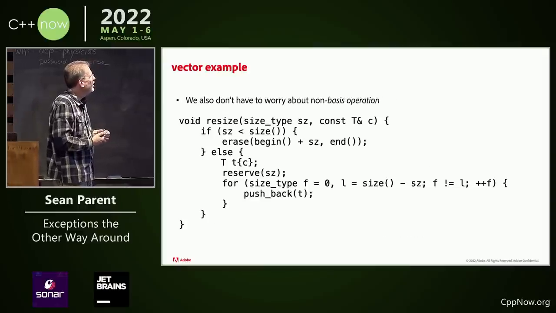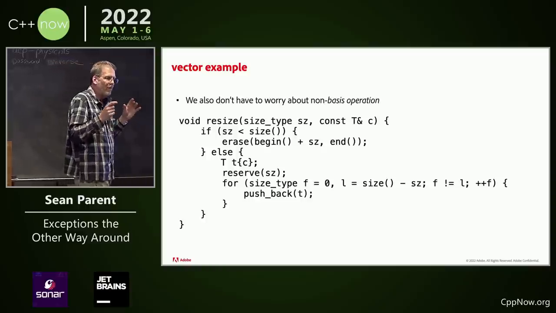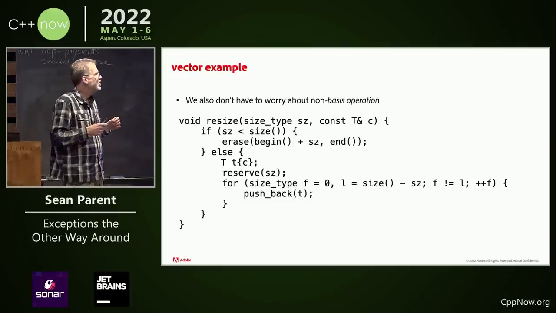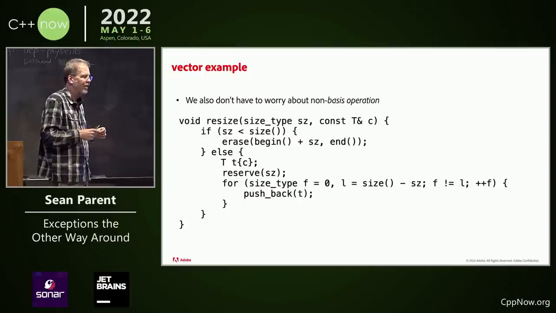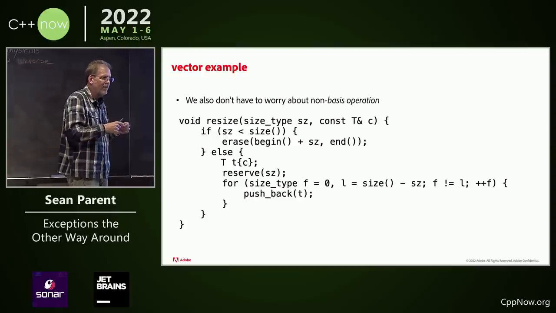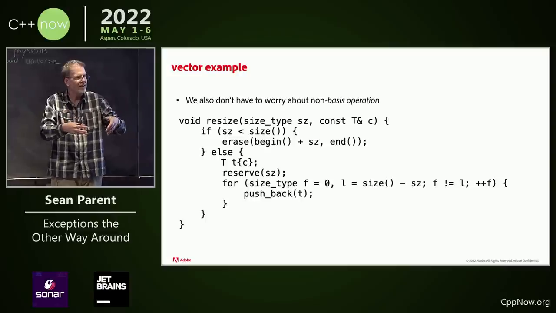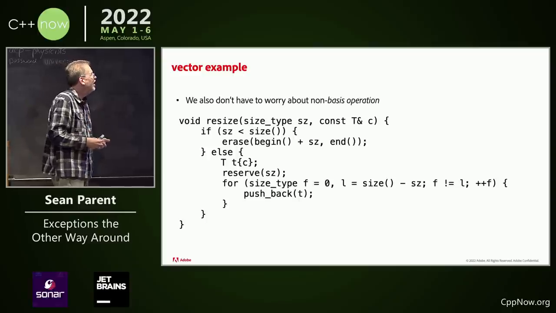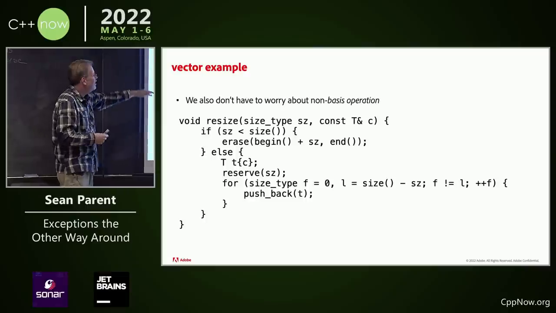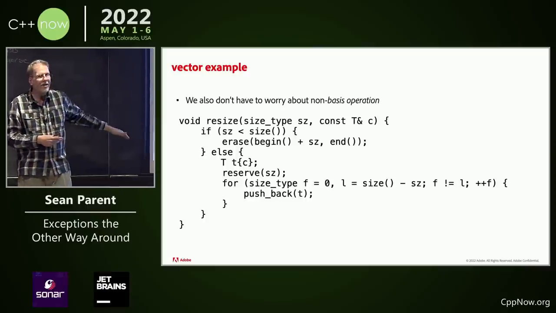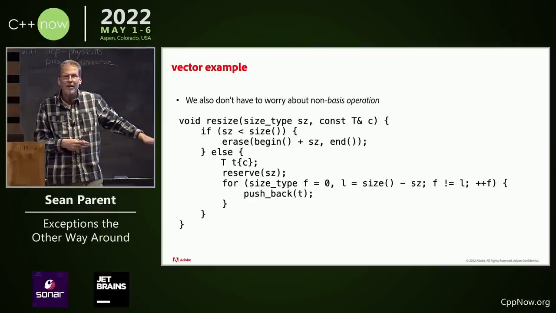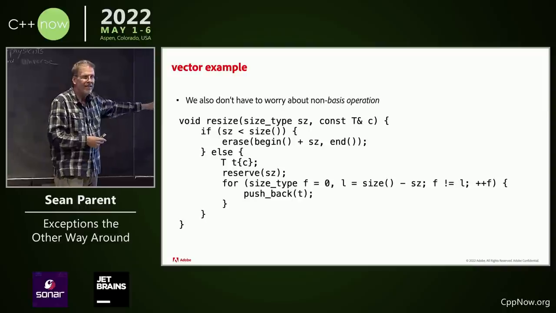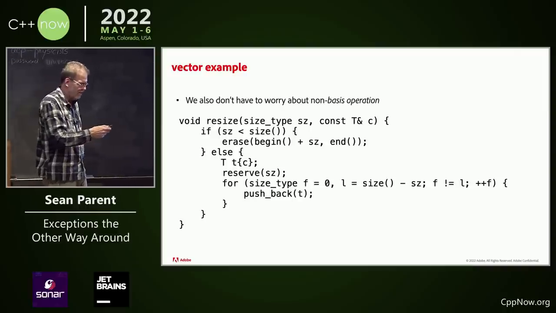We can also have a mutating function which is a non-basis operation, and we don't have to worry about exceptions in this. A basis operation is one that requires private access to your class. I can still have a member function which, although it's allowed to access the thing, doesn't. So if I'm looking at my vector and I've got a resize operation, which is written entirely in terms of the public interface, this piece of code as is exception safe.